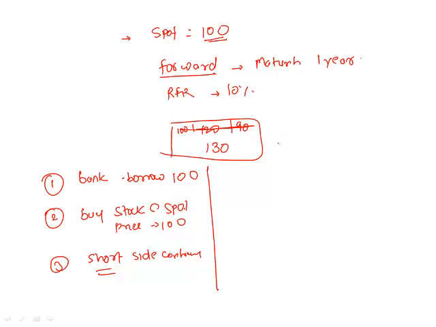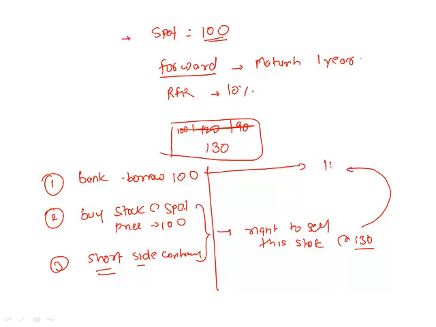Let's see what happens after 1 year. I have the short side of the contract, which means I have a right and obligation to sell at what price? 130. So, I already have a stock with me, and I have a right to sell this stock at 130. So I sell it at 130 and I receive that money. I take that money and I go to the bank. And how much will I be required to pay to the bank? 110, which is the original principal plus interest. How much am I left with? 20. And this 20 is my arbitrage profit.